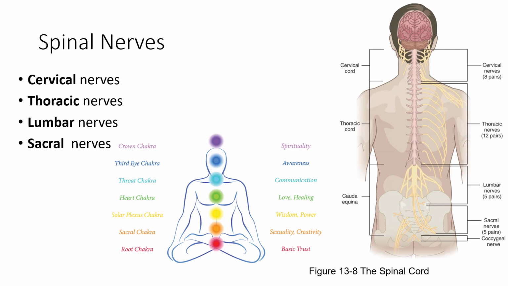We have cervical nerves, which are coming from cervical vertebrae. We have thoracic nerves, which come out of the thoracic vertebrae. The lumbar nerves come out of the lumbar vertebrae. The sacral nerves come out of the sacrum down here. And then we have the coccygeal nerve, which we're not really covering here. So just look at these 4 types of spinal nerve.